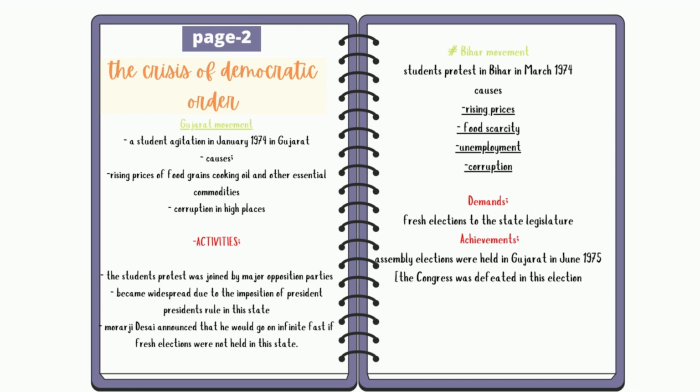Now let's look at the Bihar movement, what happened in Bihar. So, students protest in Bihar in March 1974. What were the causes there? Rising prices, food scarcity, unemployment, corruption. What was the demand? Fresh elections to the state legislature. What were the achievements there? Assembly elections were held in Gujarat in June 1975. The Congress was defeated in this election.